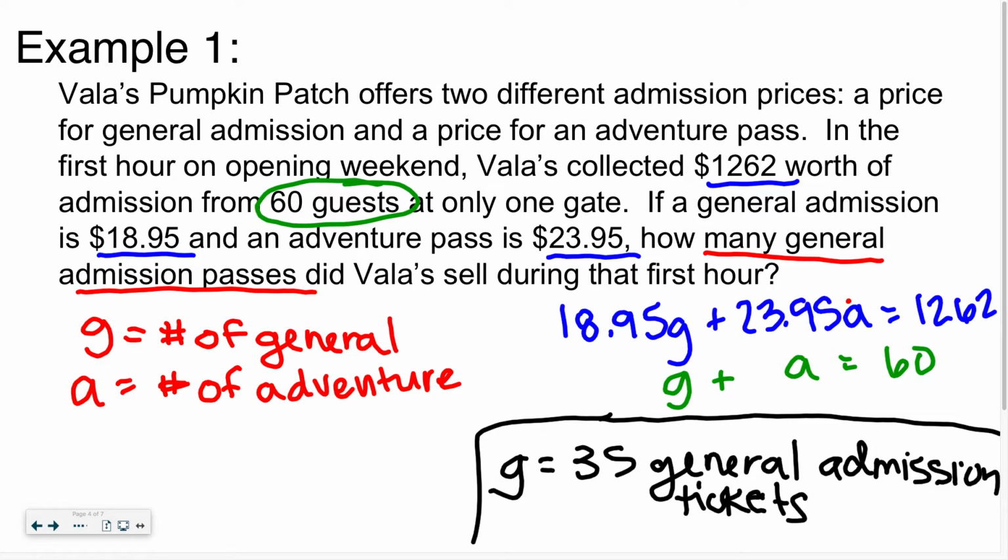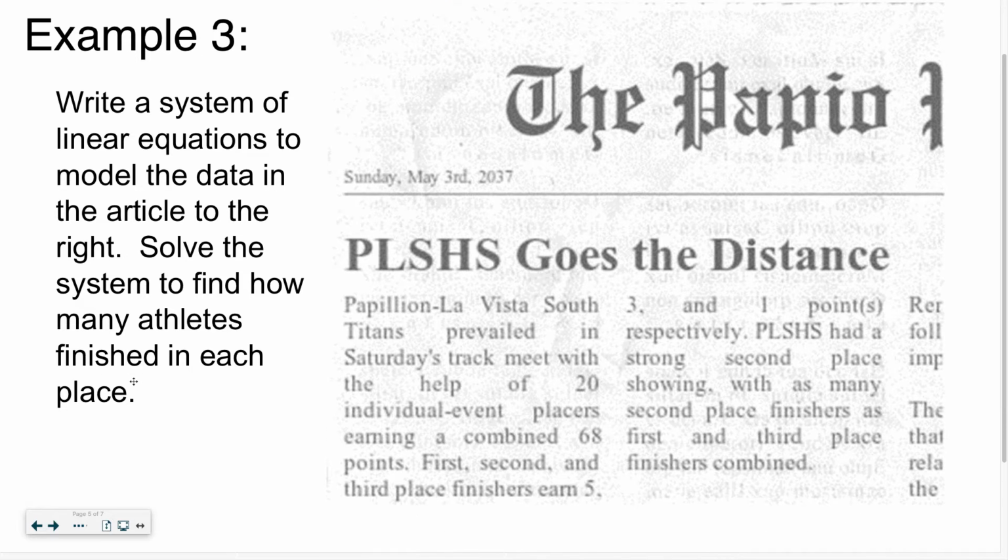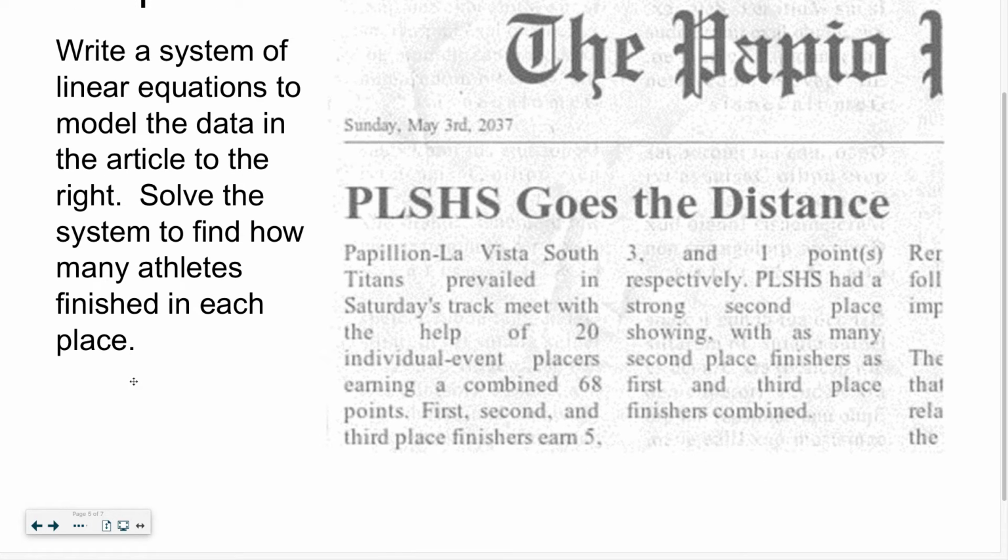Okay, now I'm actually going to skip example 2. I know some of you went ahead and started working on example 2, which is great because it's another good example. It's actually on the homework as a non-required question. But I want us all to go to the last page. Okay, so we're going out of order here. There's an article here about the track team. And you want to write linear equations to model the data and then solve to find how many athletes finished in each place.